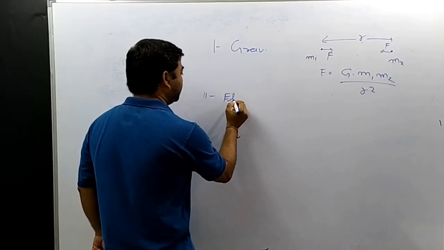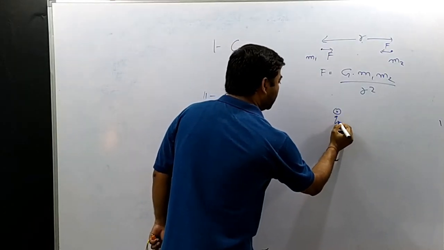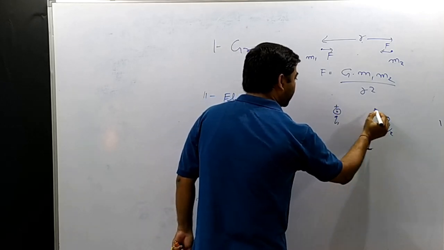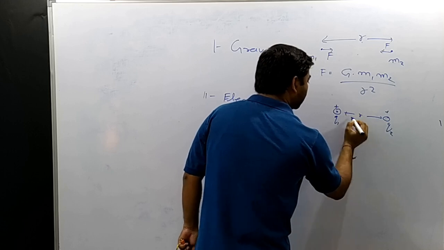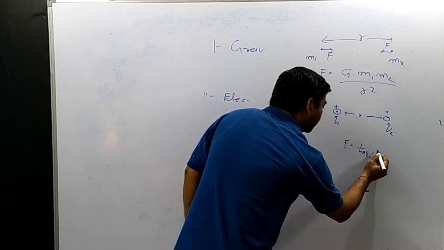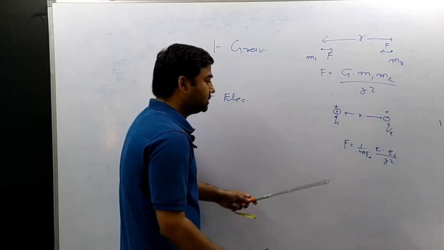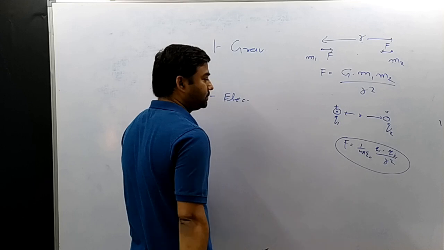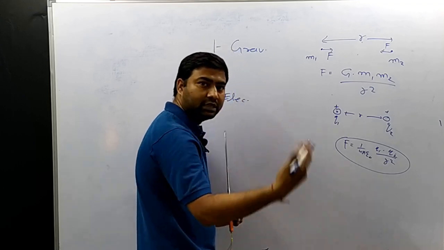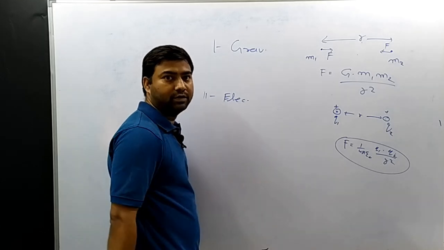Second is electrostatic force. We know electrostatic force, if this is point charge q1, this is point charge q2. Let both be positive, for example, having distance r. By Coulomb's law, force will be 1 by 4 pi epsilon 0 q1 q2 by r square. So this is the magnitude of force. If both are positive, as we have assumed, this will be repulsive in nature, and if charges are of opposite sign, then it will be attractive in nature.